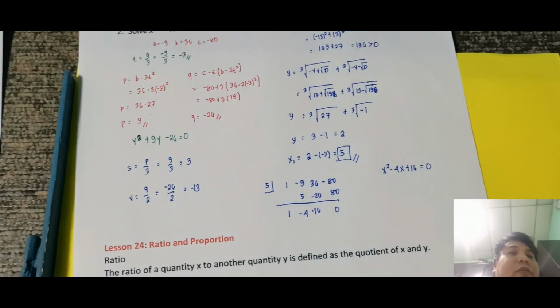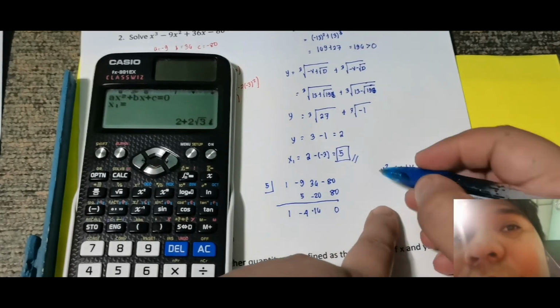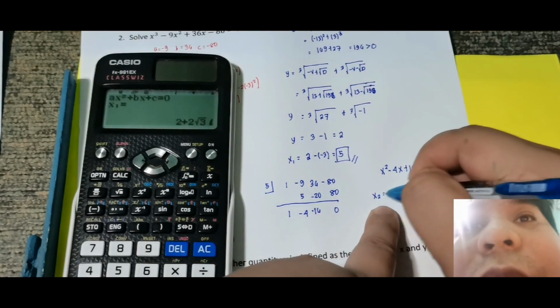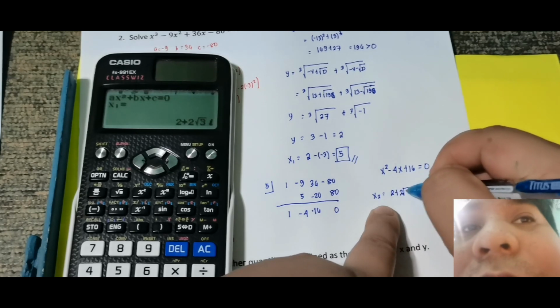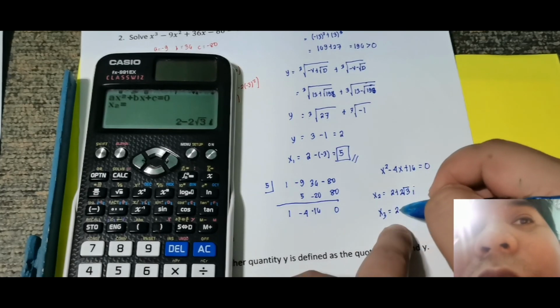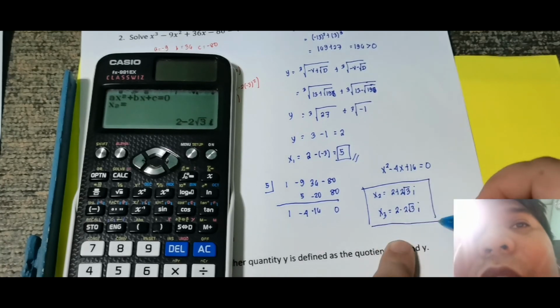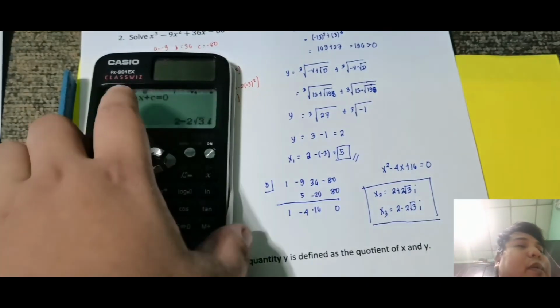Now, using quadratic formula or any method ng quadratic, solve ko na lang. So that is 1, negative 4, tapos 16. So the value is 2 plus 2 square root of 3i. So x sub 2 is 2 plus 2 square root of 3i. Yung sunod, x sub 3 is equal to 2 minus 2 square root of 3i. So therefore, ito yung mga value niya. So tama, 1 real root, which is 5, then dalawang imaginary.